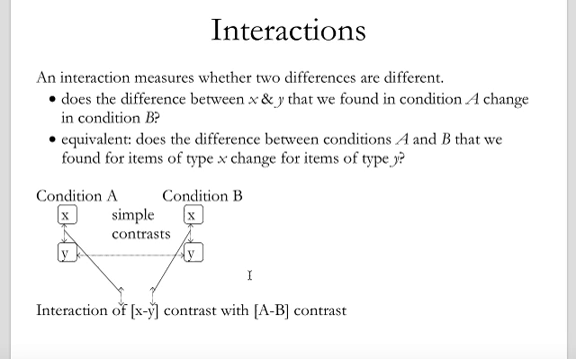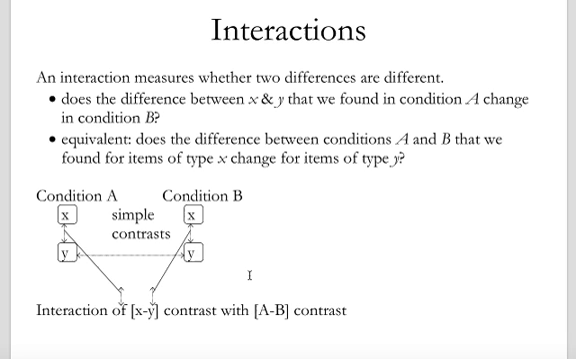An interaction measures whether two differences are different. So if we have, for instance, two conditions here, this might be like the teaching exercises or some other manipulation that we're doing. And we have condition A and condition B. And then we're looking at some type of measurement of type X compared to another one of type Y. So in the example you've just given, maybe this is pre-training versus post-training performance or something like that. The interaction asks, does the difference between X and Y that we found in condition A change in condition B?